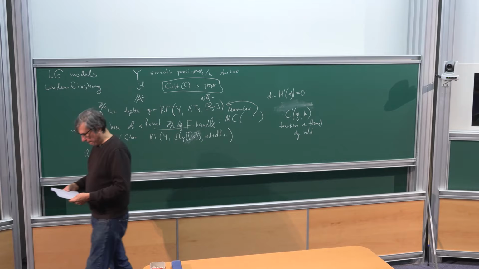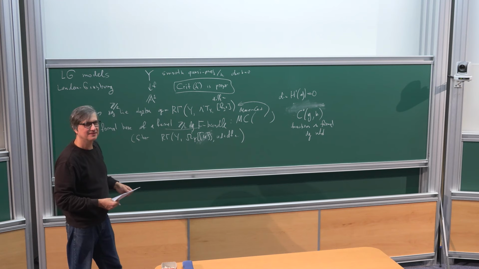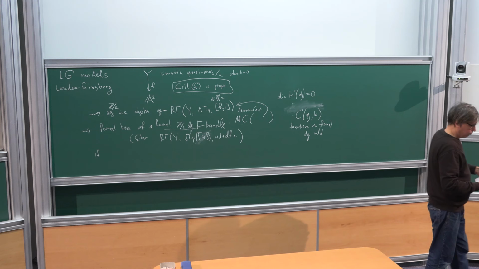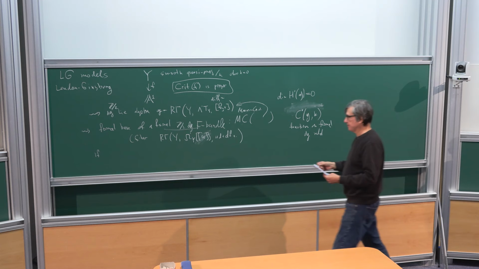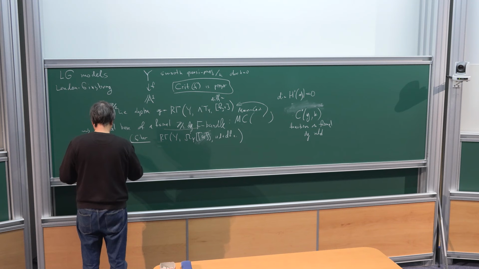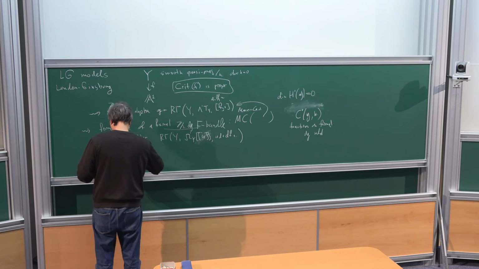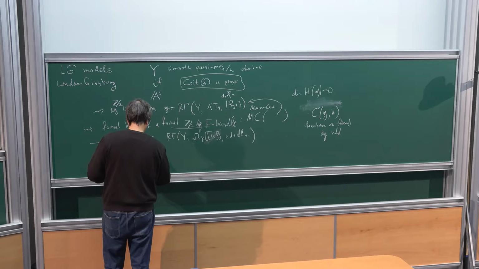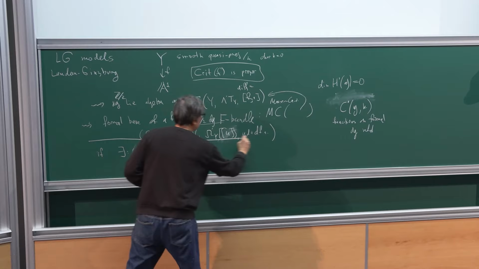And when you solve the Maurer-Cartan equation, it will be the zero locus of a vector field here. And the zero locus is smooth in some sense. No, this thing is smooth in the derived sense. But what I want to say is, if there exists a trivialization by some volume element of the canonical bundle of this Y, then there are actually two things.